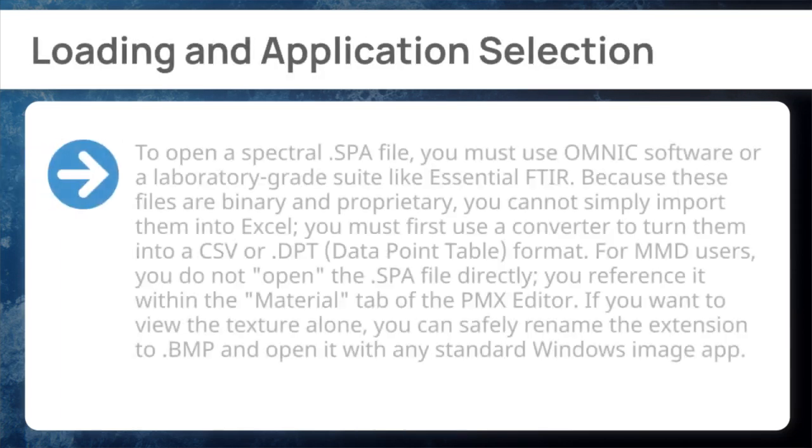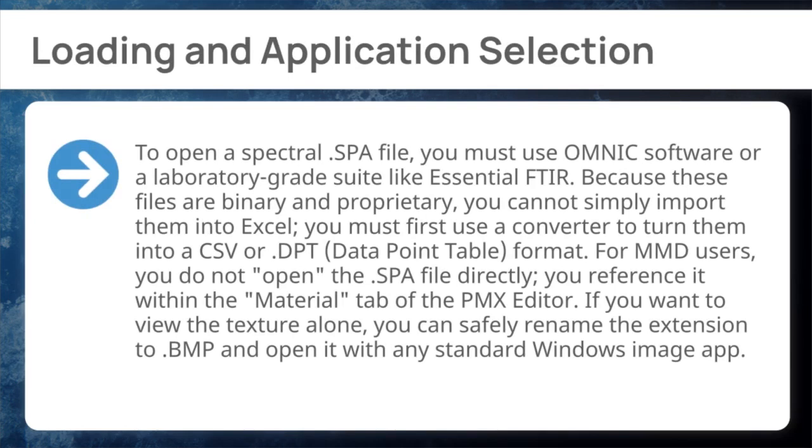Next, selecting an application. To open a spectral SPA file, you must use OMNIC software or a laboratory-grade suite like Essential FTIR. Because these files are binary and proprietary, you cannot simply import them into Excel. You must first use a converter to turn them into a CSV or DPT data point table format.